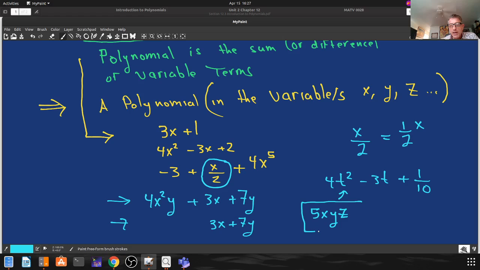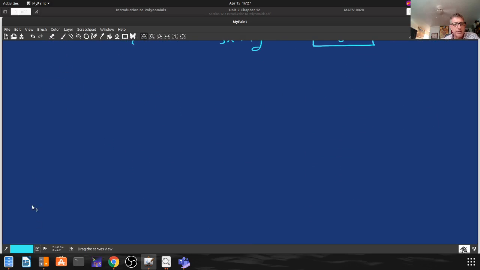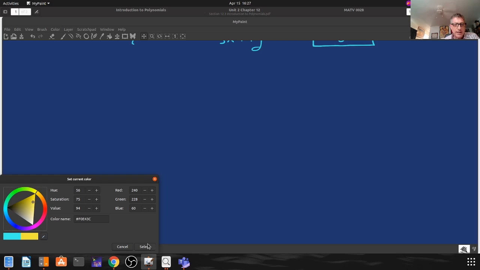And literally, one term is a polynomial. If you want to add plus 0 to make it a sum of two terms, that's fine. So a single term is a polynomial. So the polynomial is a sum or difference of variable terms, or a single term. Of course, you can add 0 in there to make it a sum. So I'll just make that more explicit. So let's break some more things down. So let's look at a typical polynomial like you're going to be seeing in this class.